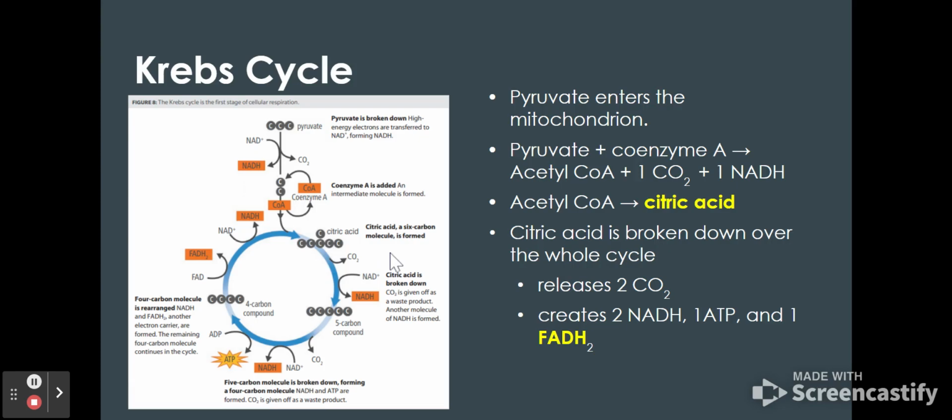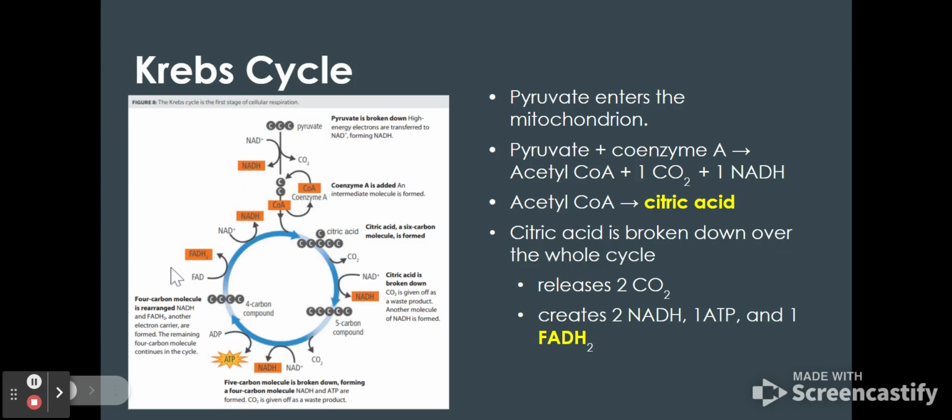There's nothing coming in or out. We just rearrange things. Then we release some carbon dioxide. We make an NADH with some energy, and we break that citric acid, which is 6 carbons, down to 5 carbons. And that 5 carbon compound then releases more CO2. So we take off another carbon. We make more NADH. We actually make an ATP. And then it's a 4 carbon compound.